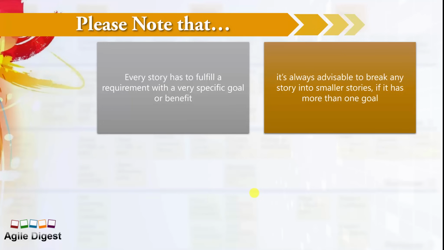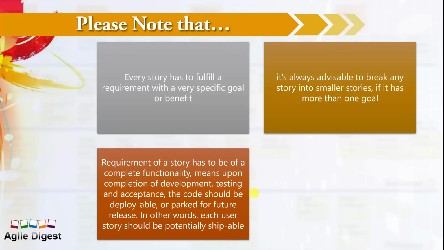But if not, we'll keep the functionality in one story and we'll try to break the stories as small as possible, keeping in mind that it has to deliver a value. Similarly, the requirement of a story has to be a complete functionality, as I was saying, meaning upon completion of development, testing and acceptance, the code should be deployable or parked for future release.